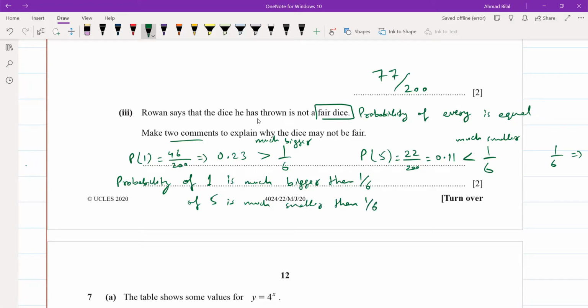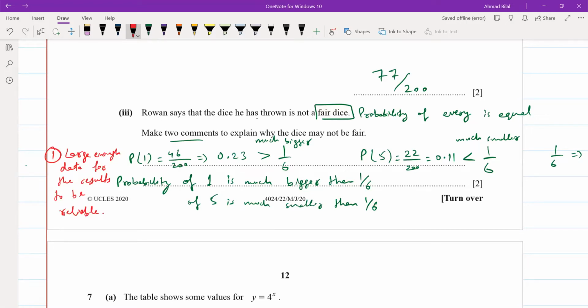And when is this argument valid? This argument is valid when the sample that you're dealing with is a large sample. You should have enough data. So we have large enough data for the results to be reliable. Okay, it's 2 marks.